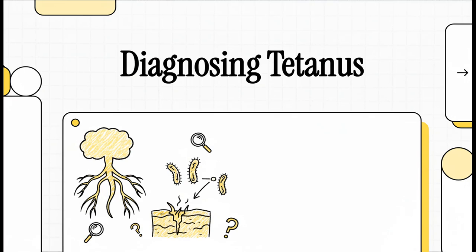Today, we're diving into a classic whodunit, a real microbial detective story. You've got the victim, the human nervous system. You've got the crime scene, a simple wound. And you've got your prime suspect, a bacterium. But, like any good mystery, the real culprit is not who you think it is.